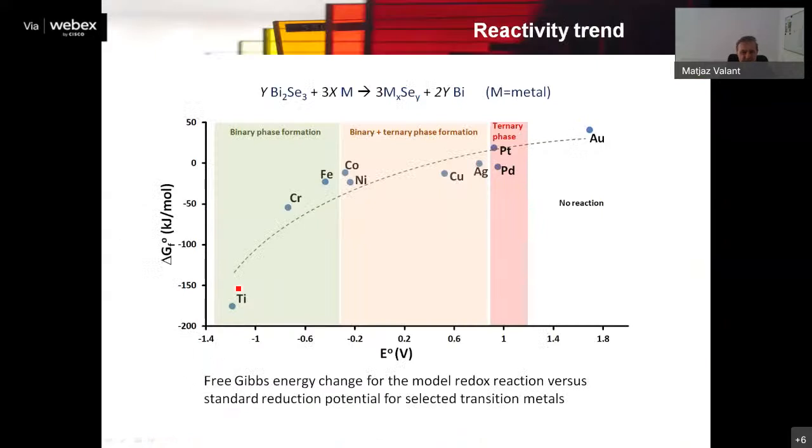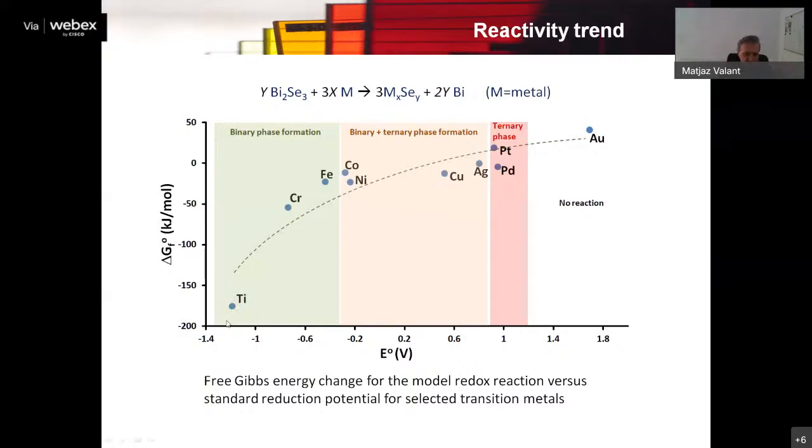So some trends I can put on for the reactivity of different materials. Certainly reactivity is very much dependent on the standard reduction potential of the metals. The higher it is, the less interaction we will see with the bismuth selenide. If the reduction potential is very negative, then we will see very high reactivity, like, for instance, in the case of titanium, even at cryogenic conditions.